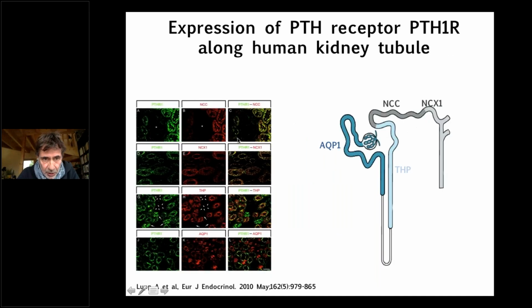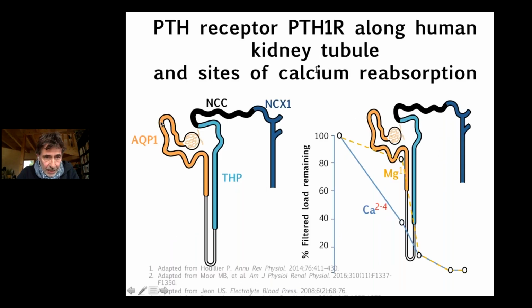Actually, the PTH receptor is present along the renal tubule. It is expressed in the same segment as the sodium chloride cotransporter NCC. It is present in the same segment as the sodium calcium exchanger NCX1 in the connecting tubule. It is expressed in the same segment as uromodulin in the thick ascending limb of the loop of Henle, and it is also expressed in the proximal tubule together with aquaporin 1. Actually, the PTH receptor is expressed in the very same tubular segments that are involved in calcium reabsorption.